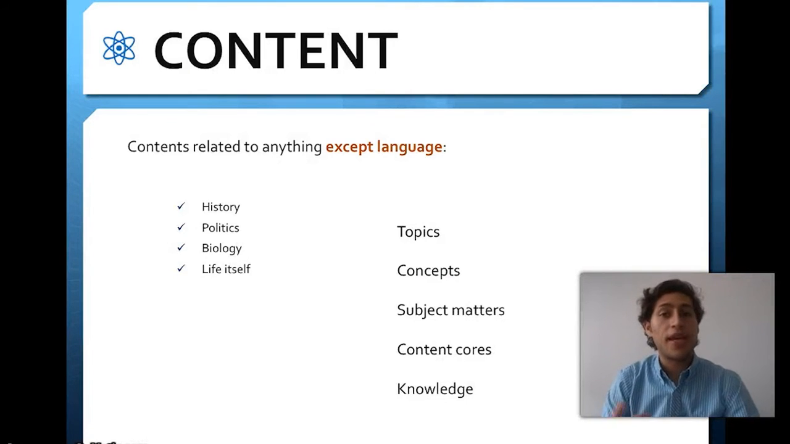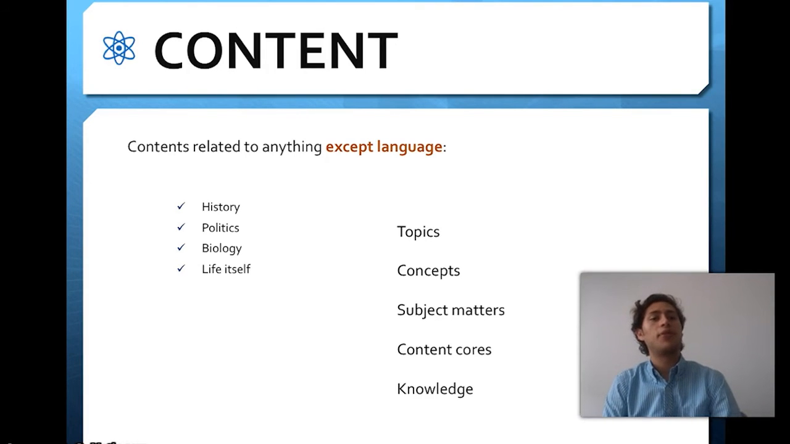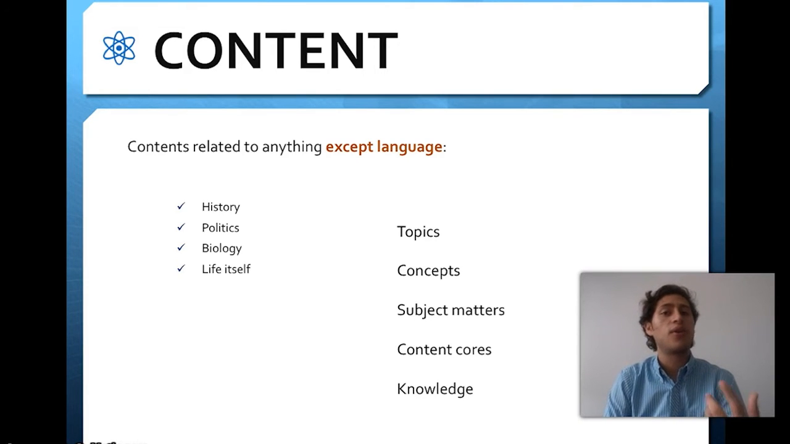Okay, in order to spot contents, we need to be clear on something. Contents are not related to language at all, because we have a category for that, and it's communication. In order to spot contents, we need to be clear on the fact that contents are related to any subject areas, to any knowledge areas. They can be related to history, politics, biology, life itself, and even more areas.